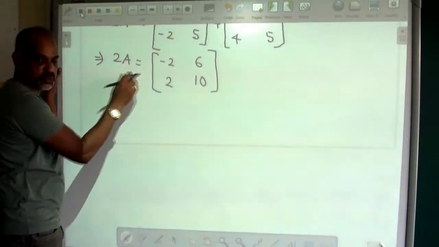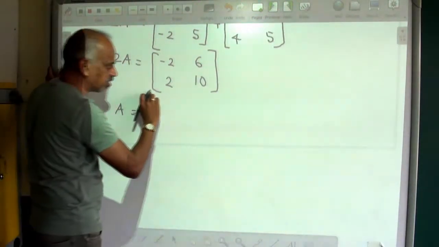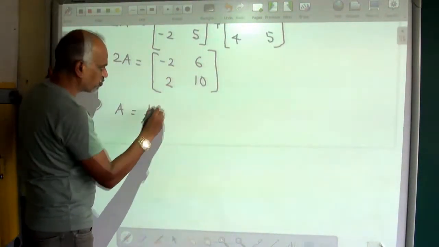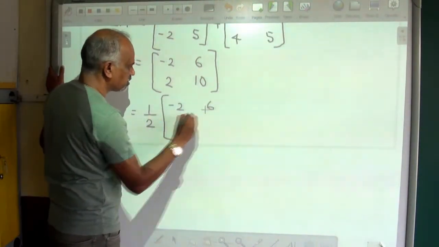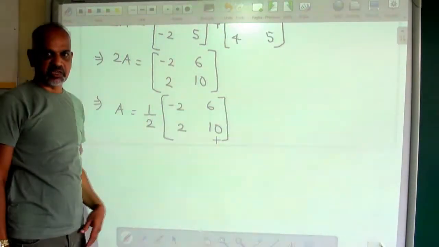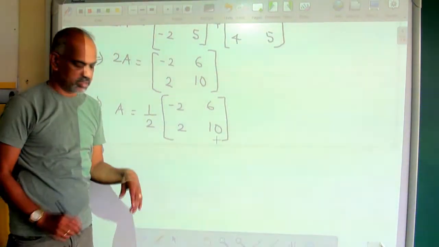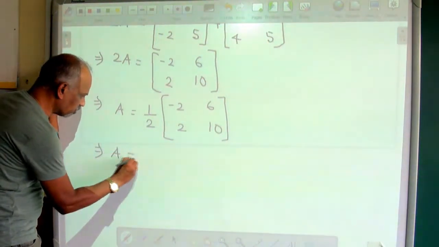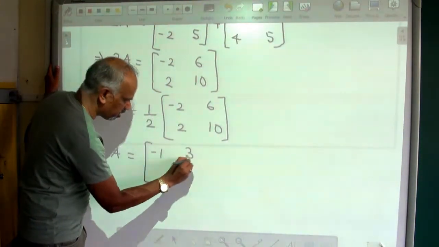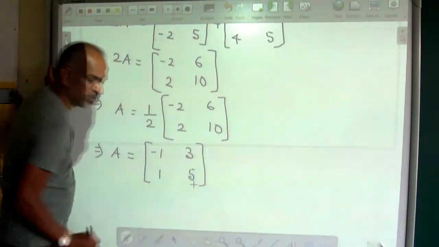So what you will do is you will take the 2 to the other side. So A is equal to, when 2 goes the other side, don't write it as divided by 2 here. When 2 goes the other side, it becomes half. Half of matrix minus 2, 6, 2, 10. Now this is scalar multiplication, where you multiply whatever number is there outside with every element that is there inside the matrix. So you get A is equal to half of minus 2, which is minus 1, half of 6, which is 3, half of 2, that's 1, and half of 10, that's 5. This will be matrix A.